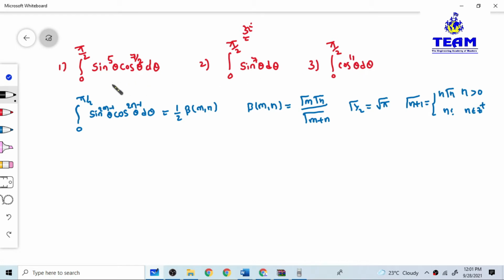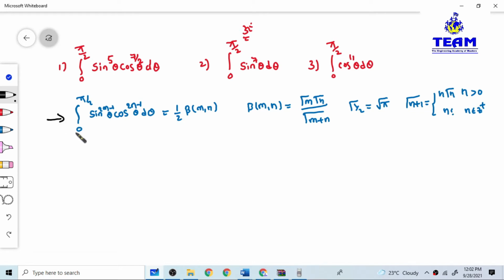If you observe, the integral is common, and the first one contains both the sine and cosine. The second one contains the sine term. The third one contains the cosine term only. But these three problems are similar. To solve these types of problems, not only these three, wherever cos and sine terms are there, we have to use this formula.